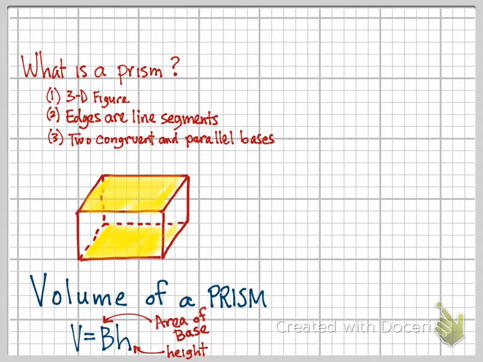The formula for calculating the volume of a prism is volume equals capital B times H, where capital B stands for the area of the base. In this case, that would be the area of the yellow rectangle, and H represents the height, the distance between the two yellow bases, or how tall the three-dimensional figure is.